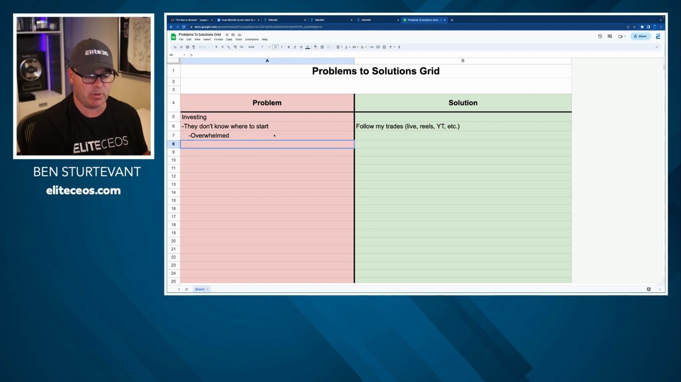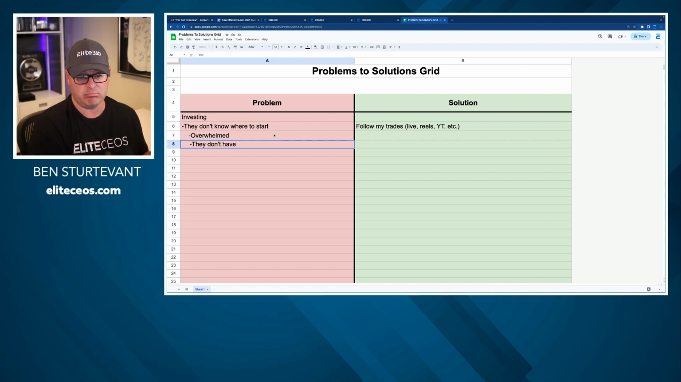This is what I would do if I were to sit down with you. We would go through and I'd say, tell me the problems, tell me the things that you're struggling with or that your avatar is struggling with. And let's really identify what those big ones are. So they don't know where to start, right? They're overwhelmed. What else?